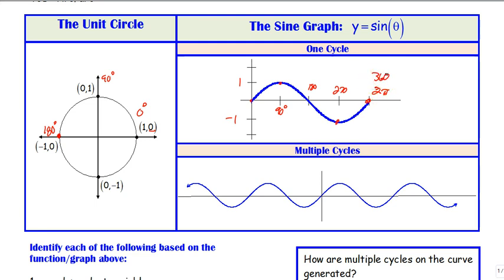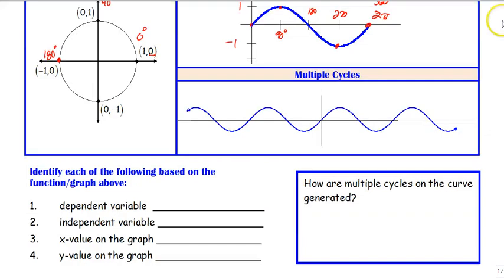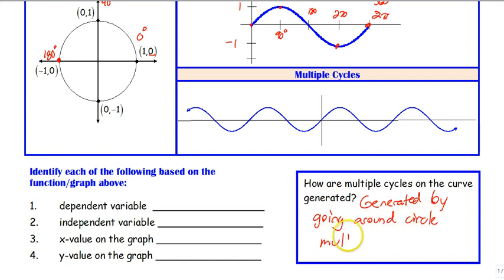Okay? However, sine goes on forever because you can go around the circle a bunch of times. So how are multiple cycles on the curve generated? Generated by going around the circle multiple times.